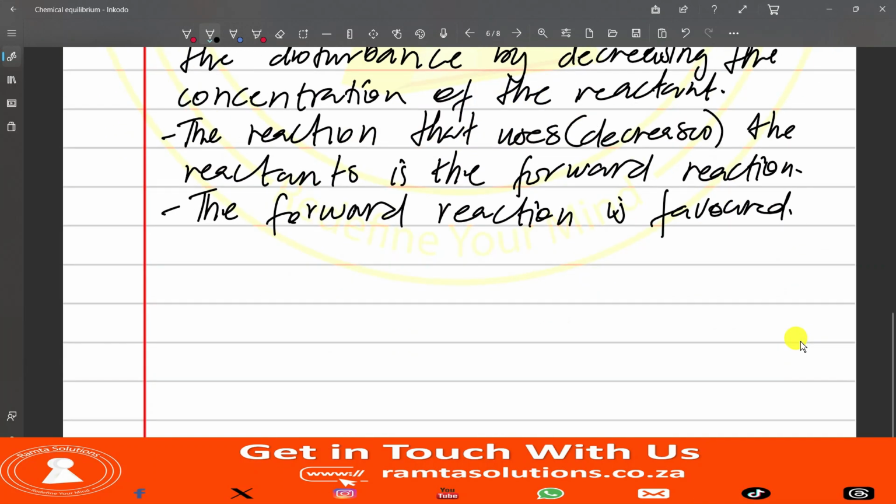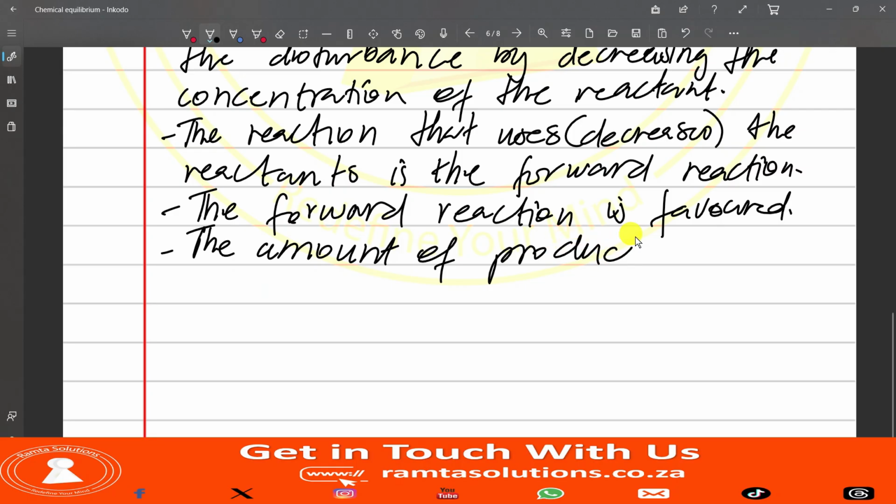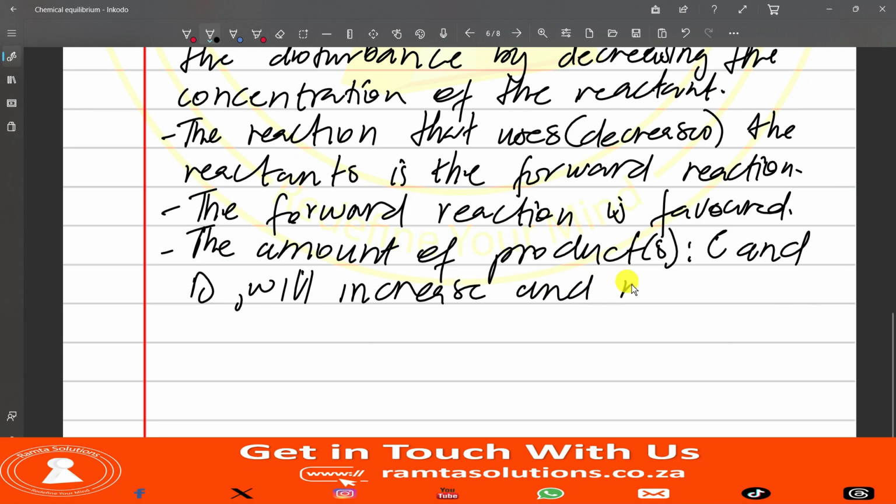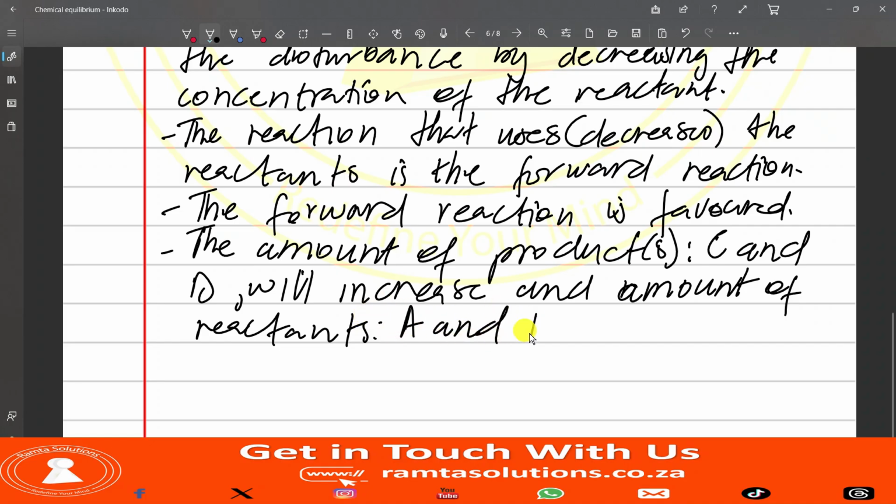Now, what happens when the forward reaction is favored? The amount of products, in this case our products are C and D, will increase. And the amount of reactants, in this case A and B, will decrease.